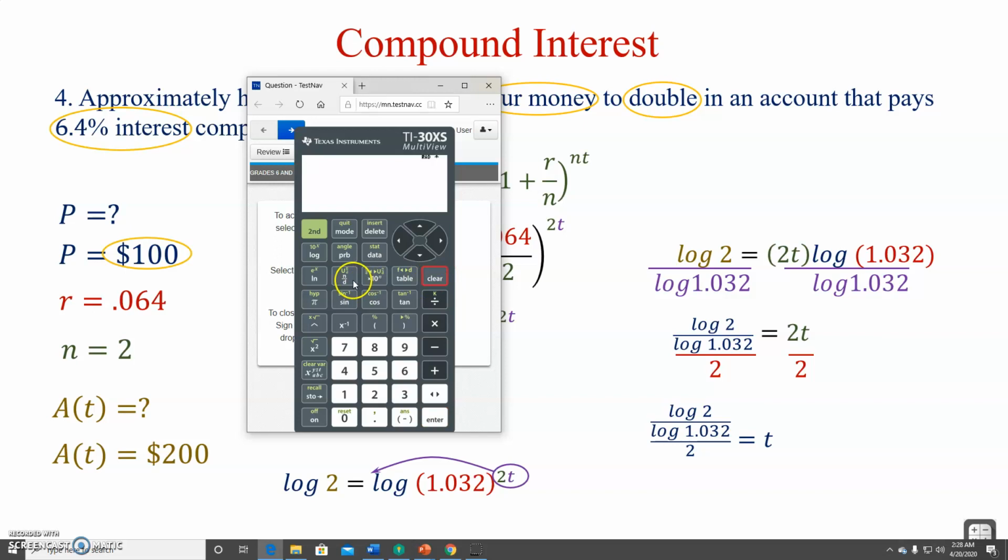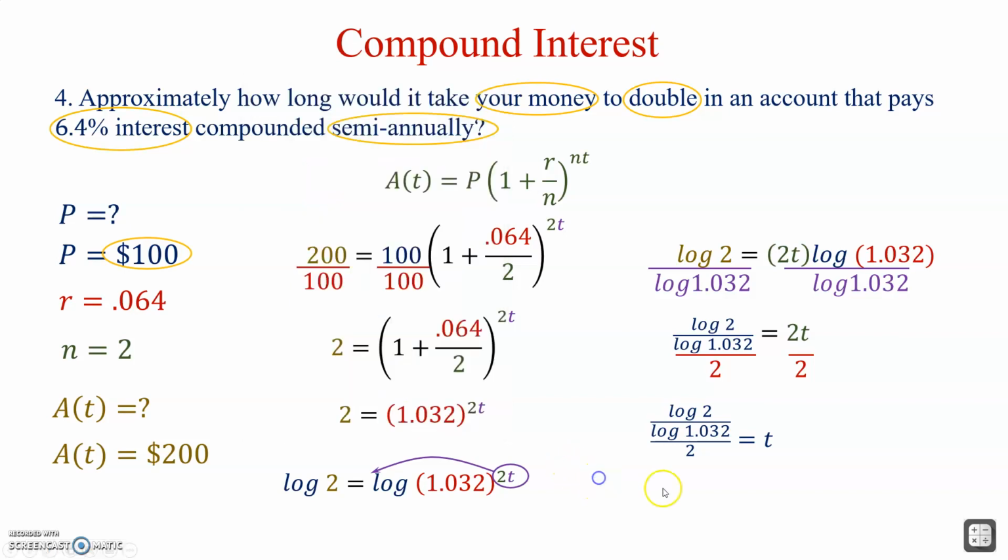Let's clear this. There's our fraction. On top we've got log 2 over log 1.032, and this is all over 2. Enter. 11.0028 some stuff. And we want to know how long. So it's a little over just about 11 years. This is what the calculator told us. So it's about 11 years.